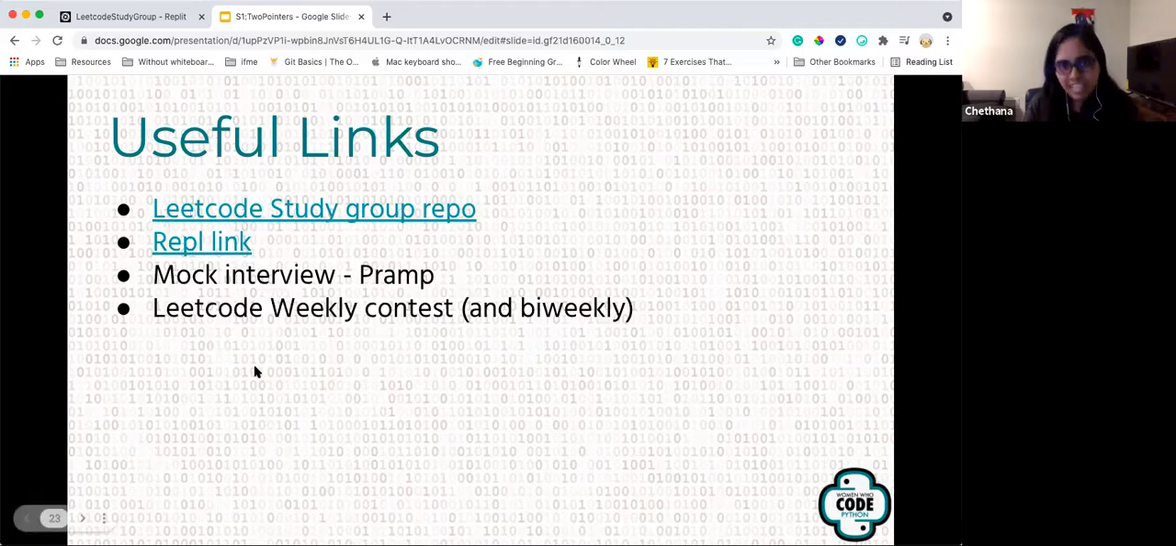Also, definitely do the weekly and the bi-weekly contests in LeetCode. Even if you don't get even one solved, you're still there and you're making progress. It would definitely help to break any kind of anxiety or nervousness around interviews.